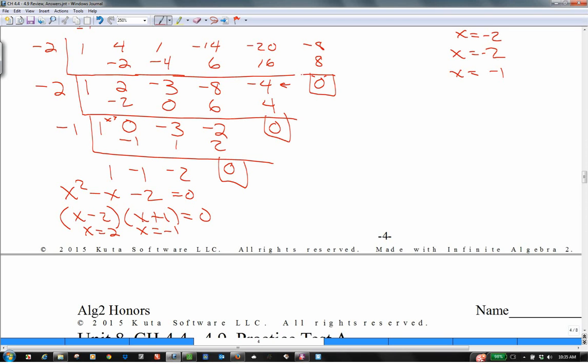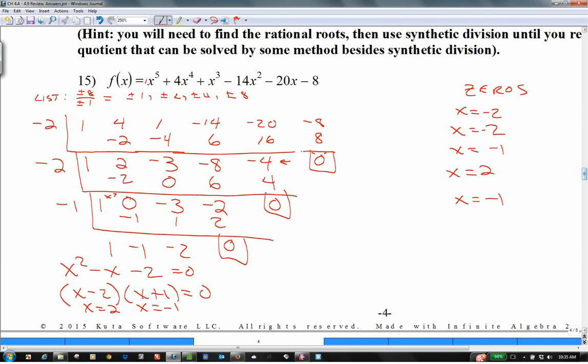So once I got down to the quadratic, I could have used the quadratic formula, I could have done another synthetic division, or I could have factored it. In this case, I can factor it. So I add that to my list of zeros, and I'm done because I've got them all. Here they are. And that's it.